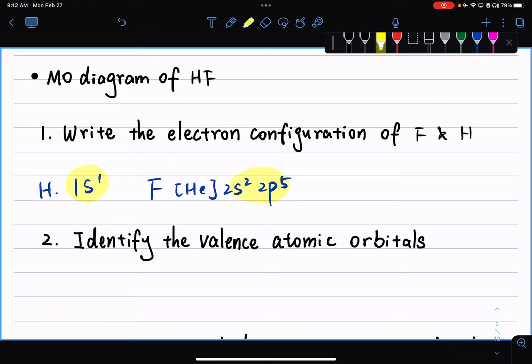Again, let's write the coordinates as energy. On the left, let's write hydrogen and fluorine. Hydrogen, the electron configuration is 1s1. Fluorine is 1s2, 2s2, 2p5. The 1s2 is our core, we're not going to show it.